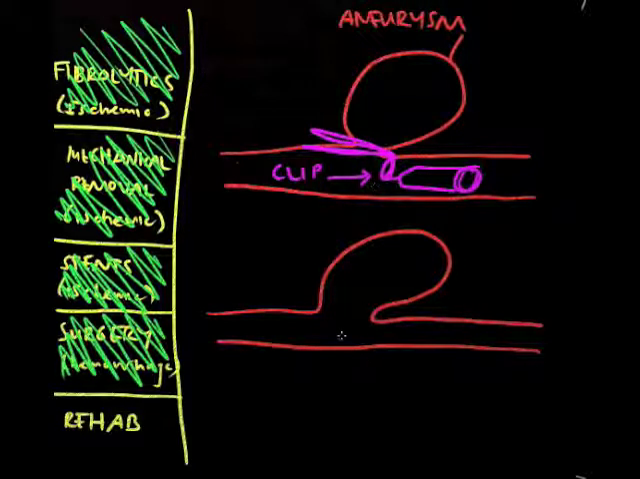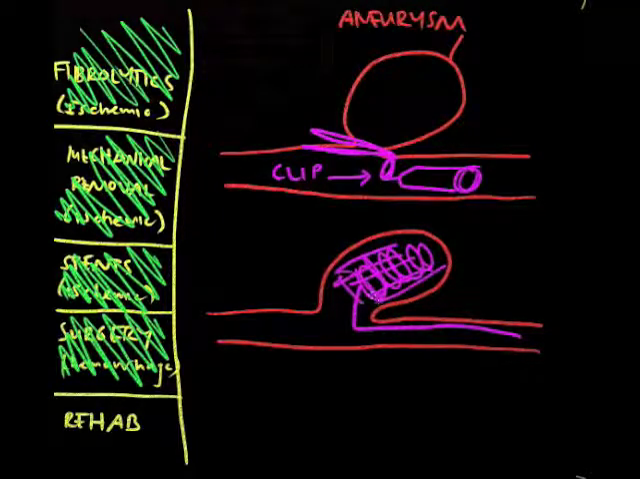Another technique called coiling can also be used for aneurysms and is less invasive than clipping. This technique is more often used for unruptured cerebral aneurysms, but can occasionally be used for ones that have burst. A catheter is threaded to the site of the aneurysm. A coil is then released into the bulge and left there permanently to seal it off.